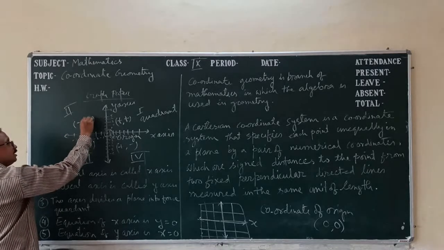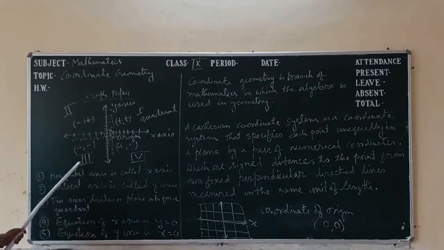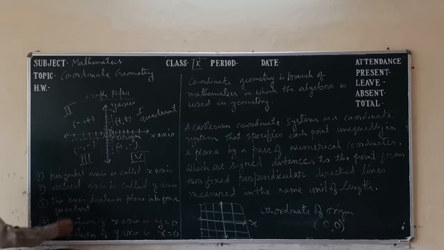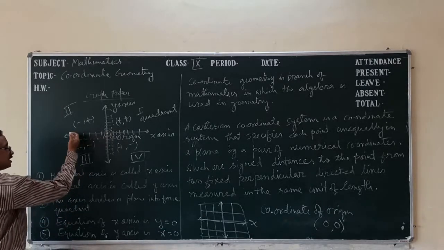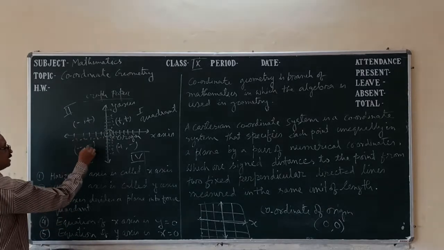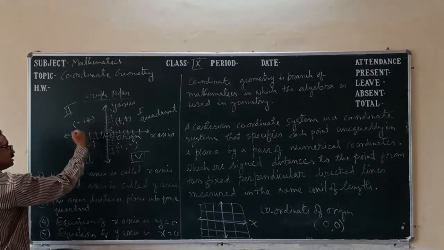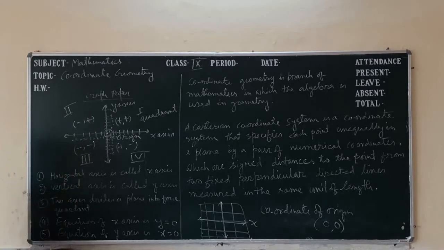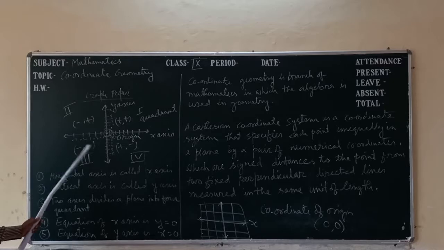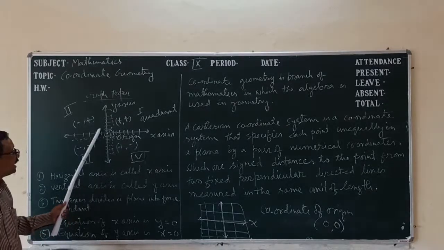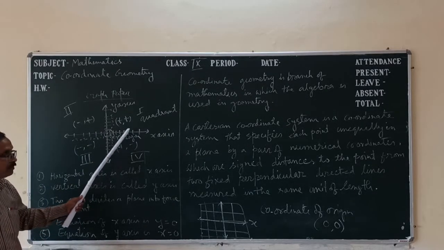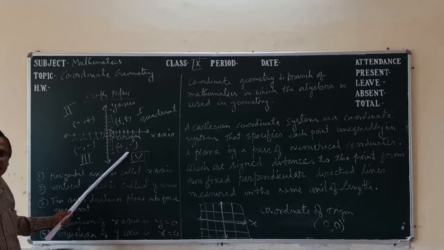So y is positive. Here is the third quadrant. In the third quadrant, x is negative because of this direction, and y is also negative because y is downside. So x and y both are negative. And here in the fourth quadrant, x is positive, but the y direction is negative.